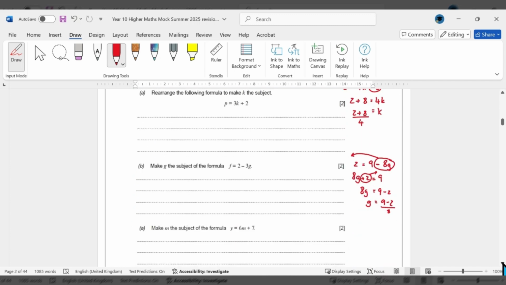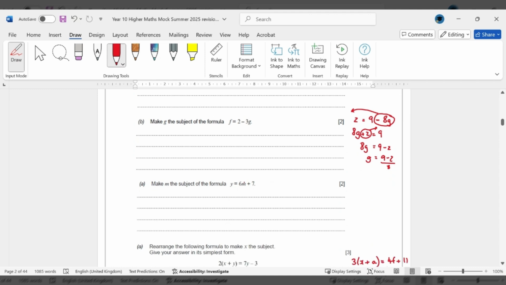Right, so let's try this one as a good one here. To make M the subject, to leave M by itself. Don't bring M to the left-hand side. M is on the right-hand side and it's positive. That's totally fine. Leave it where it is. Let's bring the plus 7 over. There's minus 7. Leaving the 6M where it is. And then let's divide by 6.